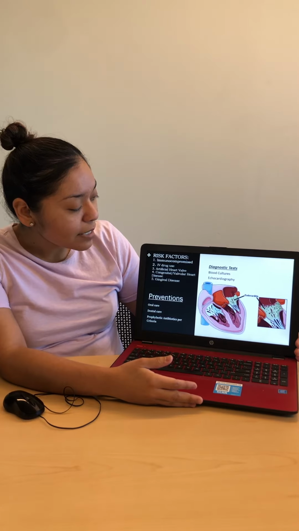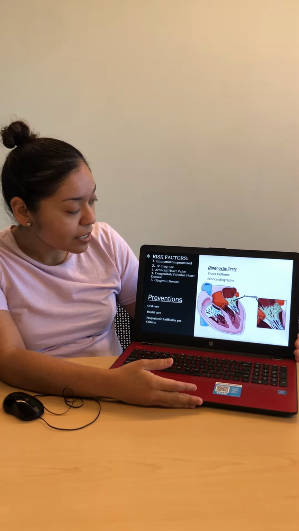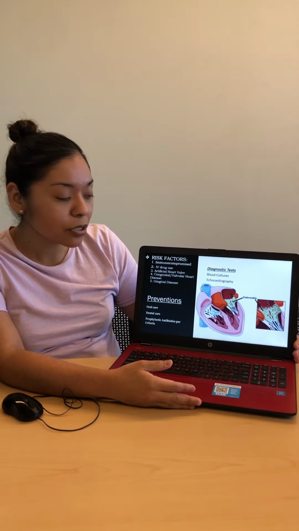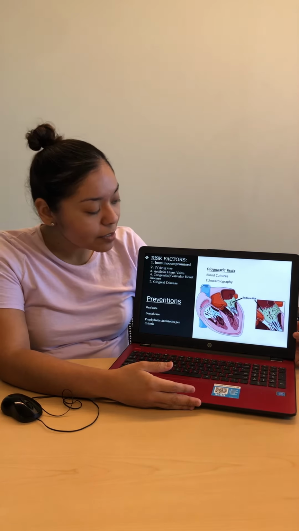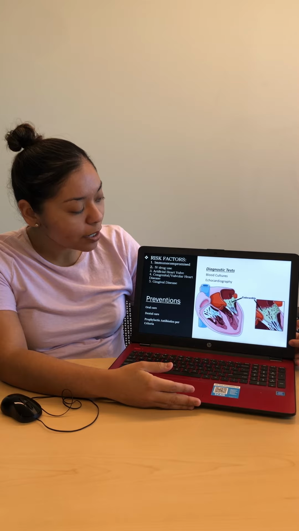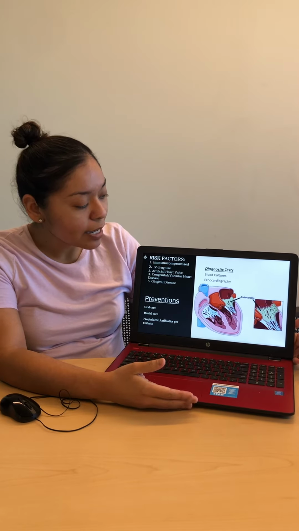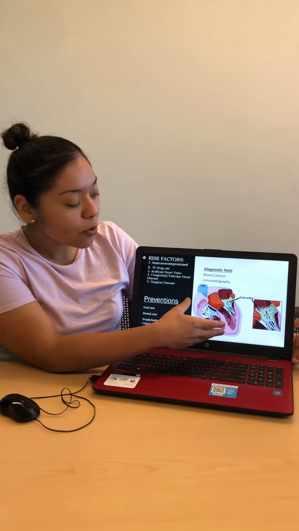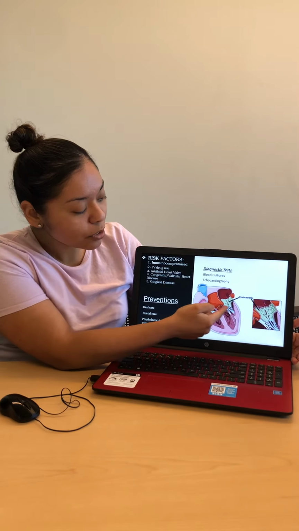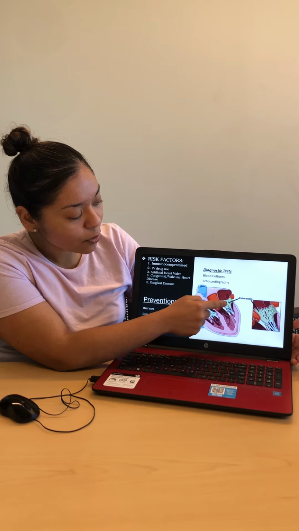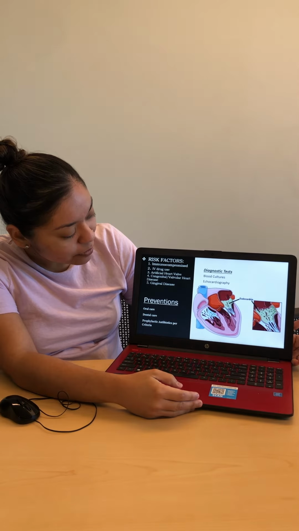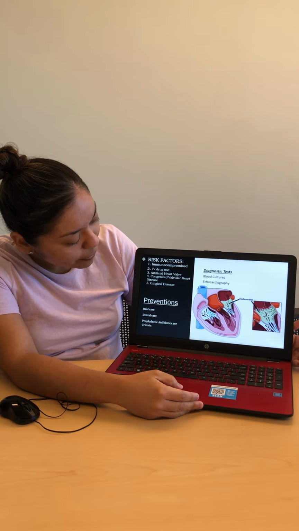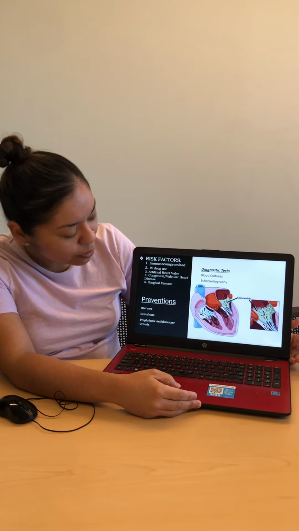And some testing that will be done, diagnostic testing, will be blood cultures and echocardiograph. And I added this picture to kind of show you how it looks when they do an echocardiograph and how the infection will look. And as you can see here, the endocarditis is in this area. And I believe that's the ventricle or the atrium.